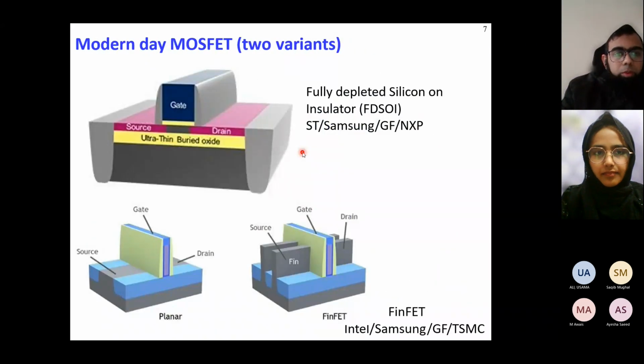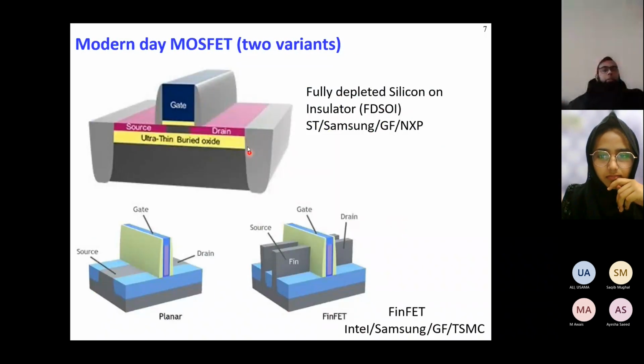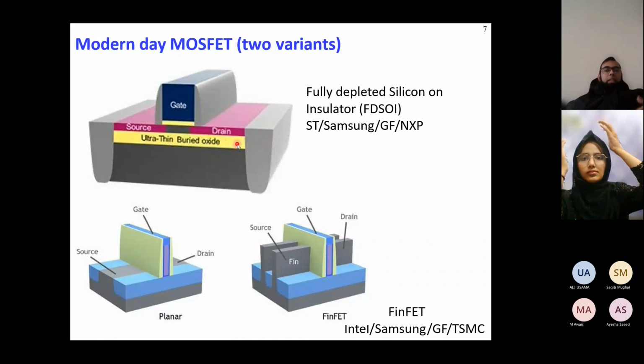So I will move quickly. And this is the modern day MOSFET. This was the very old MOSFET, and this is the modern day one which I am working on. It's called FDSOI, fully depleted silicon on insulator. Basically, we are separating the full device from the substrate, and there will be a buried oxide which avoids any kind of leakage or any communication from the substrate, and that is good for any transistor.